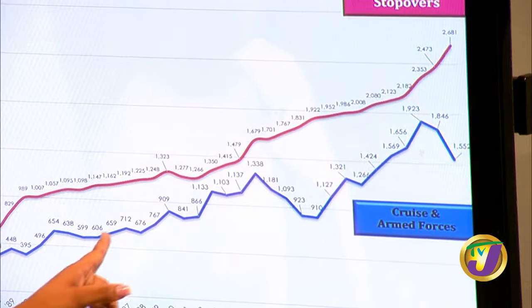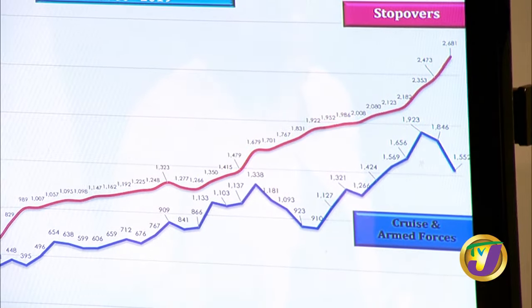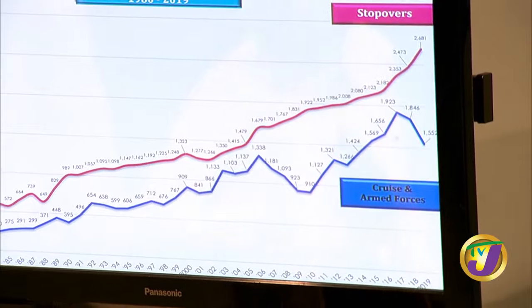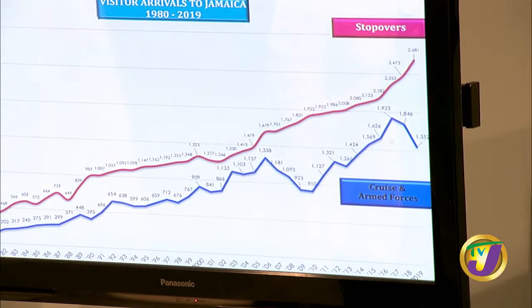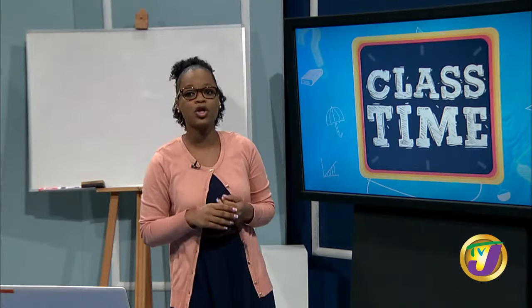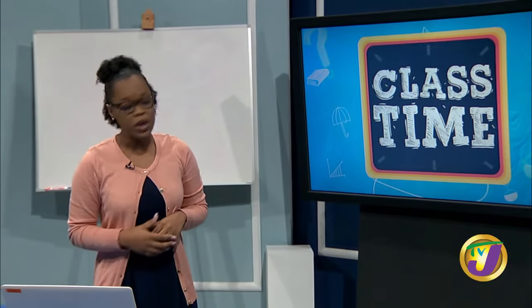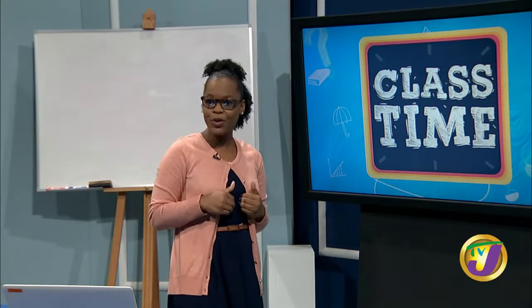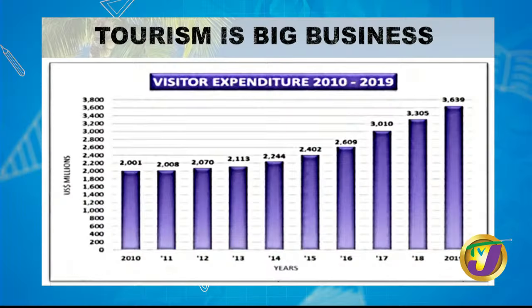So we see a fluctuation between 1999 and, let's say, 2014. So there's some amount of ups and downs, which suggests that the numbers would have changed. We can also look at the money that the visitors spend with us when they come into the Caribbean region. They earn big bucks.